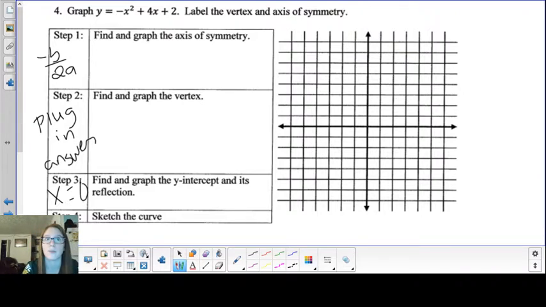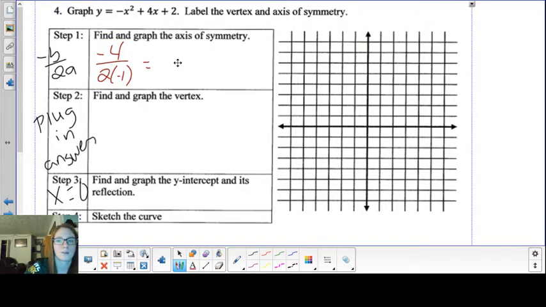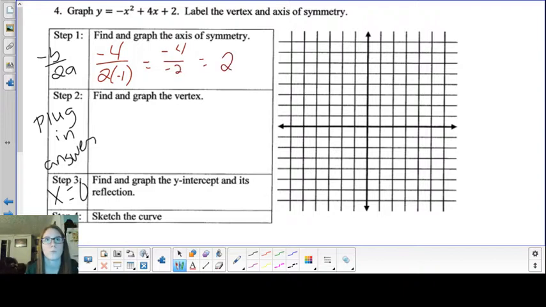So, let's get to doing. My a in this case is negative 1. My b is 4, and my c is 2. So I have negative 4 over 2 times negative 1. So I have negative 4 over negative 2, which gives me 2. That means the axis of symmetry is here, where x is always 2.